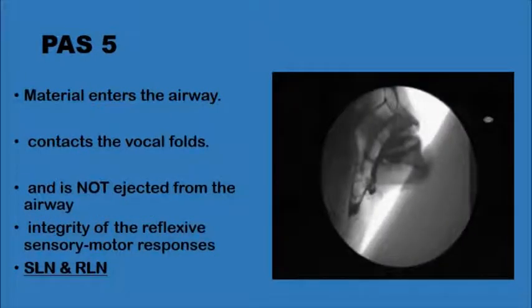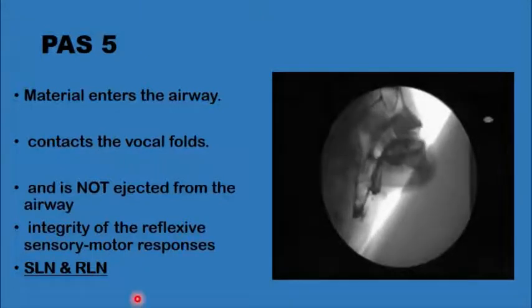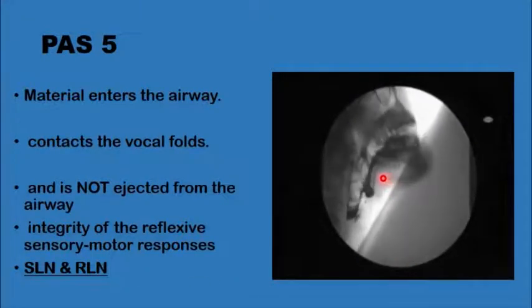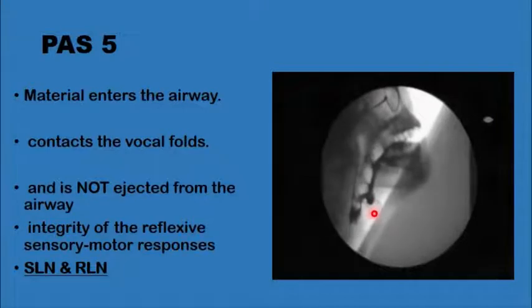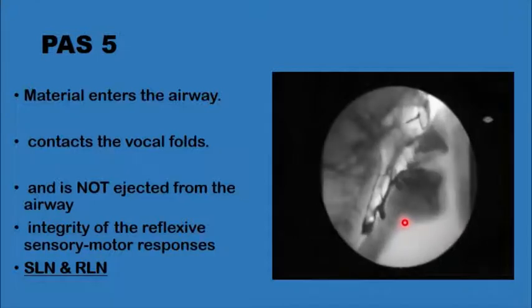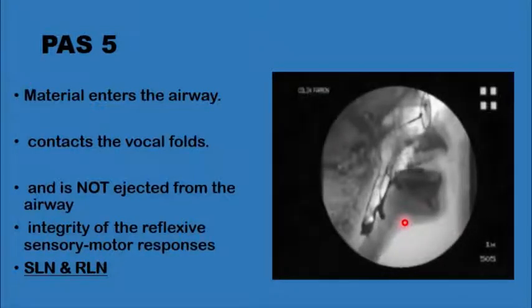Pass number 5 is similar to pass number 4 in that the material enters the airway, dips deeper in the supraglottic space, touches the vocal fold, but this time it is not ejected from the airway. You'd see the bolus penetrating into the larynx, pulling deeper into the supraglottic space, and now touching the vocal folds. This is the arytenoid there, and it's not ejected. And then we can question the integrity of the reflexive, sensory, or motor responses of both the superior laryngeal nerve and the recurrent laryngeal nerve.